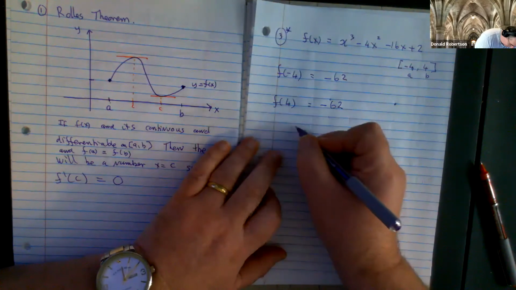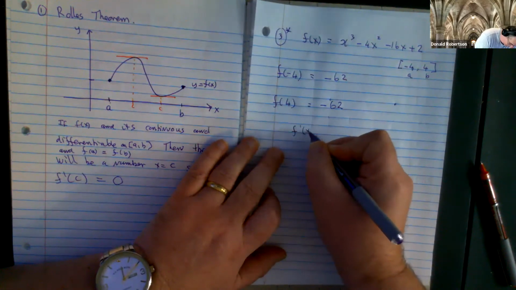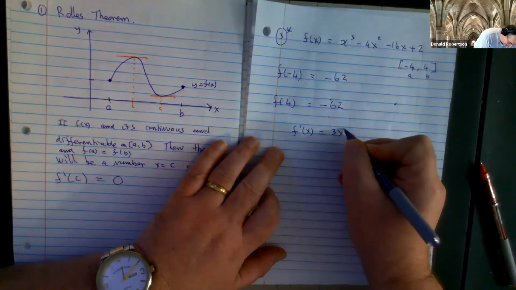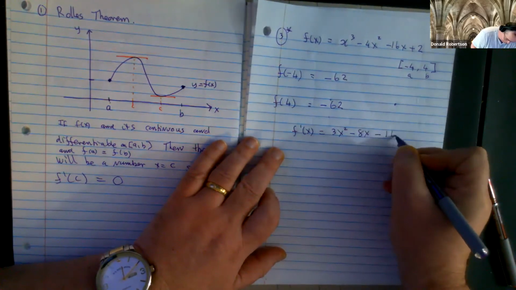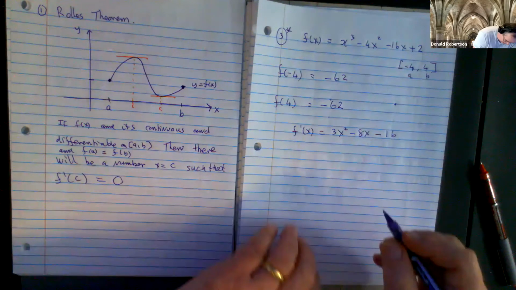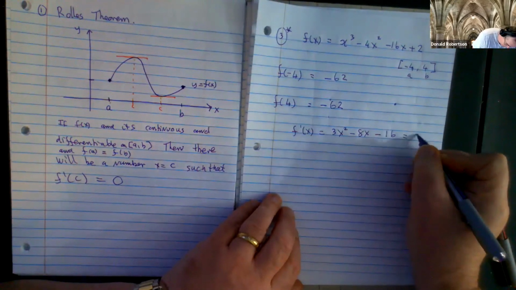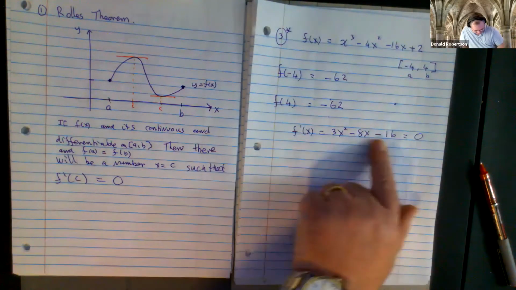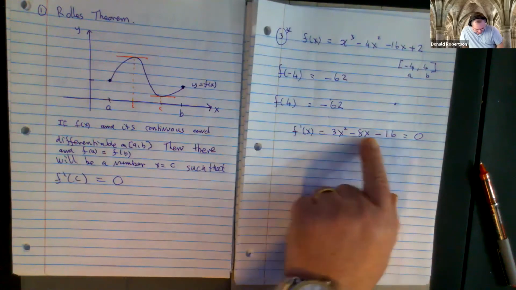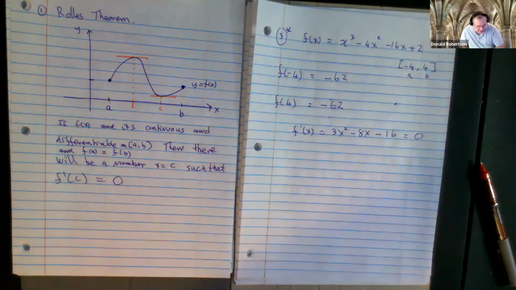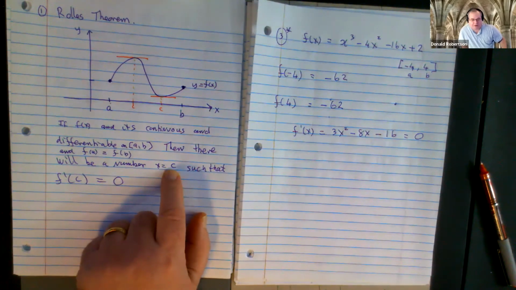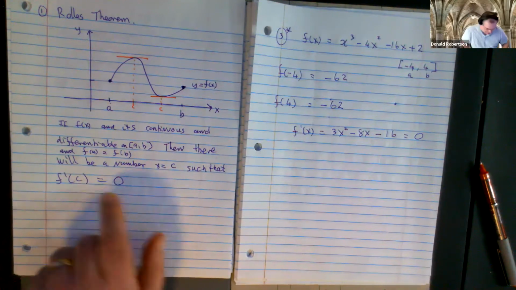So what you do now is find the derivative, which is 3x squared, take away 8x, take away 16, and make it equal to 0. And when I solve this equation, the values of x where this is true, as long as they're inside this interval, that's the c that we're being asked to find, right? The x coordinate that has a derivative of 0.